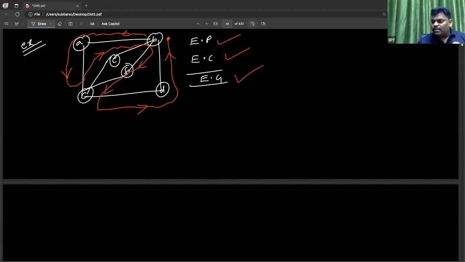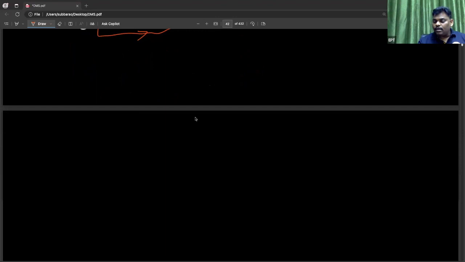If you can find, you may say that, sir, one more path is there. Maybe so many. If you can find out at least one Euler path, and that path's starting vertex is equal to the ending vertex, it means Euler circuit. So given graph is an Euler graph. Remember, Euler will concentrate only on edges. Exactly once every edge should be covered.